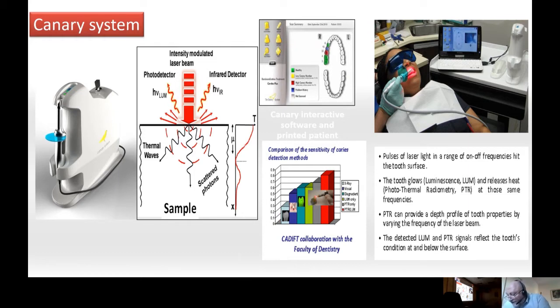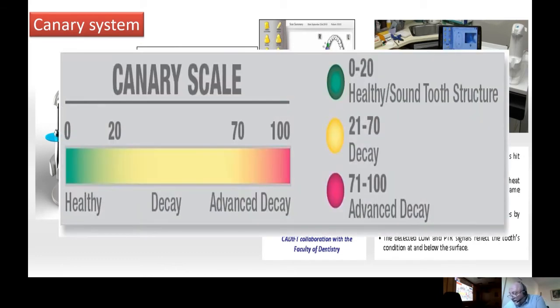But as with the DIAGNOdent Pen, VistaCam, and Canary give a clinical scale, and we personally think that cutoff values are not useful for clinical diagnosis at that time. What happens if the system gives you a caries level value of around 50? Is it decay? Is it healthy? Is it the beginning of advanced decay? It's not very easy to use.